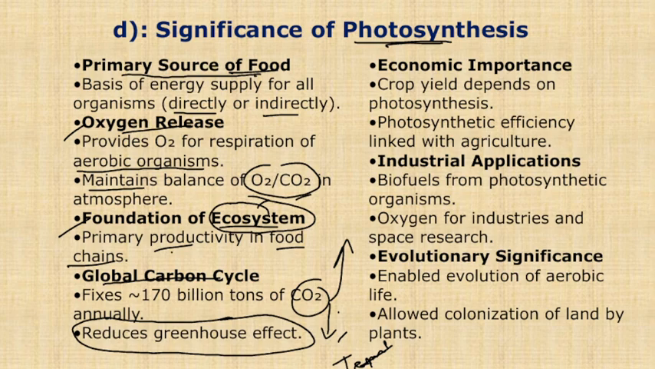Economic importance: our crop yield will also depend on photosynthesis, how much crop productivity we get also depends on photosynthesis. If the photosynthetic rate is higher, the agricultural productivity will also be higher. Okay, so industrial application like biofuels: different types of algae are significantly applicable for the production of biofuels.